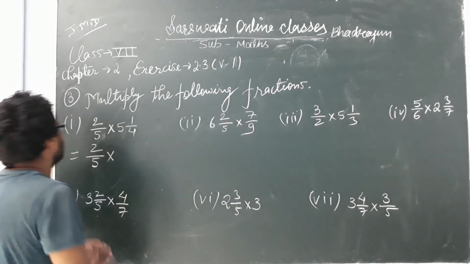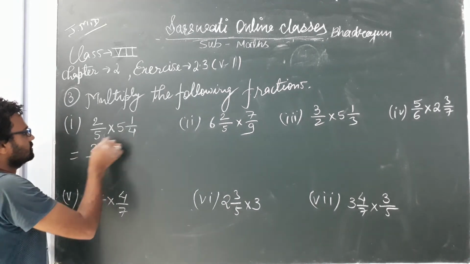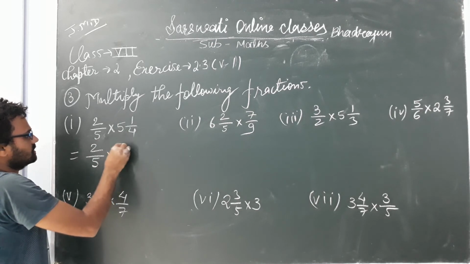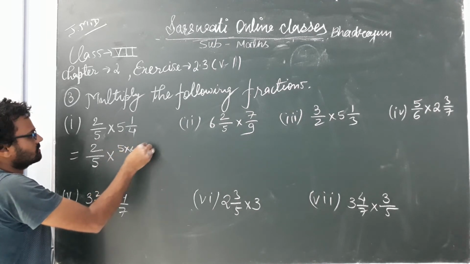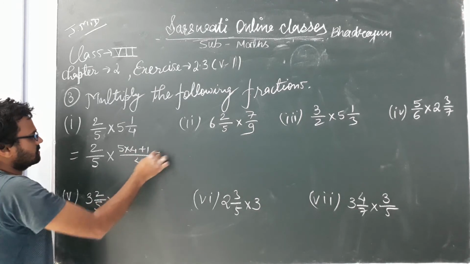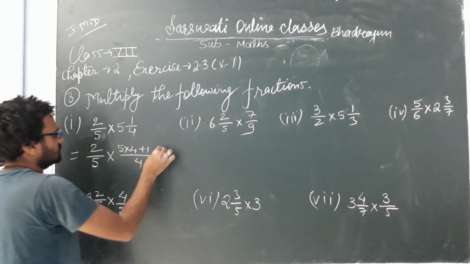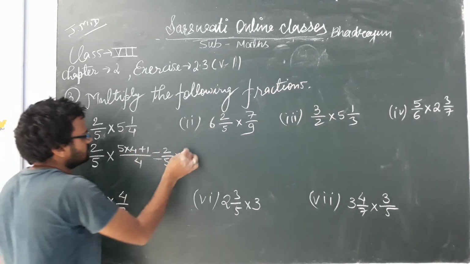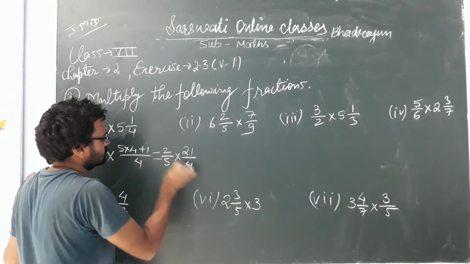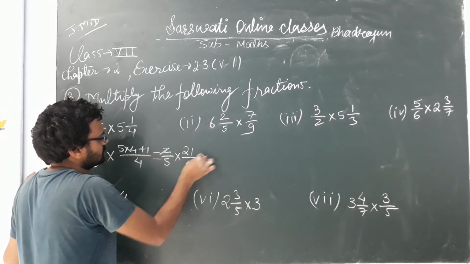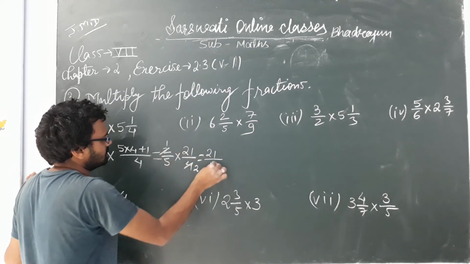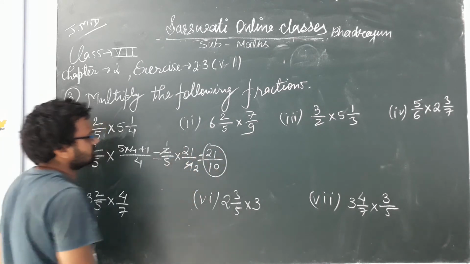2 upon 5 multiplied with 5 whole 1 upon 4. 5 4s are 20, 5 into 4 plus 1 upon 4, is this one. Okay, now what is 2 upon 5 multiplied with 5 4s are 20, 20 plus 1 is 21 upon 4. 2 2s are 4. Now this is 21 into 1 is 21 upon 5 2s are 10. Our answer is 21 upon 10.